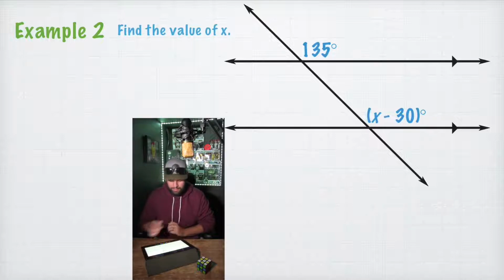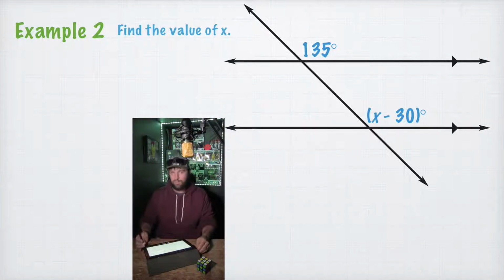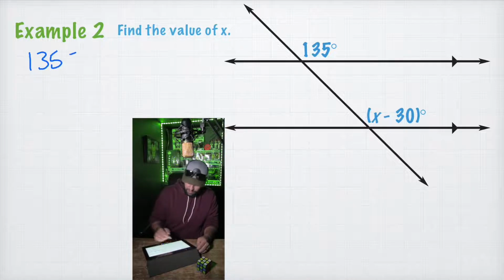Let's keep going. Here they want us to find the value of x. This seems very unoriginal because we're going to use the corresponding angles postulate again, because 135 and this angle are corresponding angles. Since we know they're corresponding angles, we know that they are equal to each other. So let's go ahead and write our equation out.